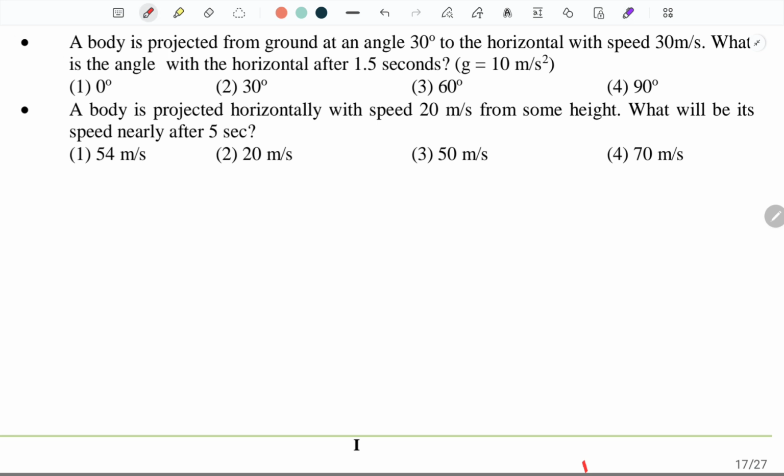What has been given? Body projected from the ground at an angle 30. Angle is given. Speed is given. Angle with the horizontal after 1.5 seconds. After 1.5 seconds, what happens to the angle he is asking? There are two ways to approach this problem.